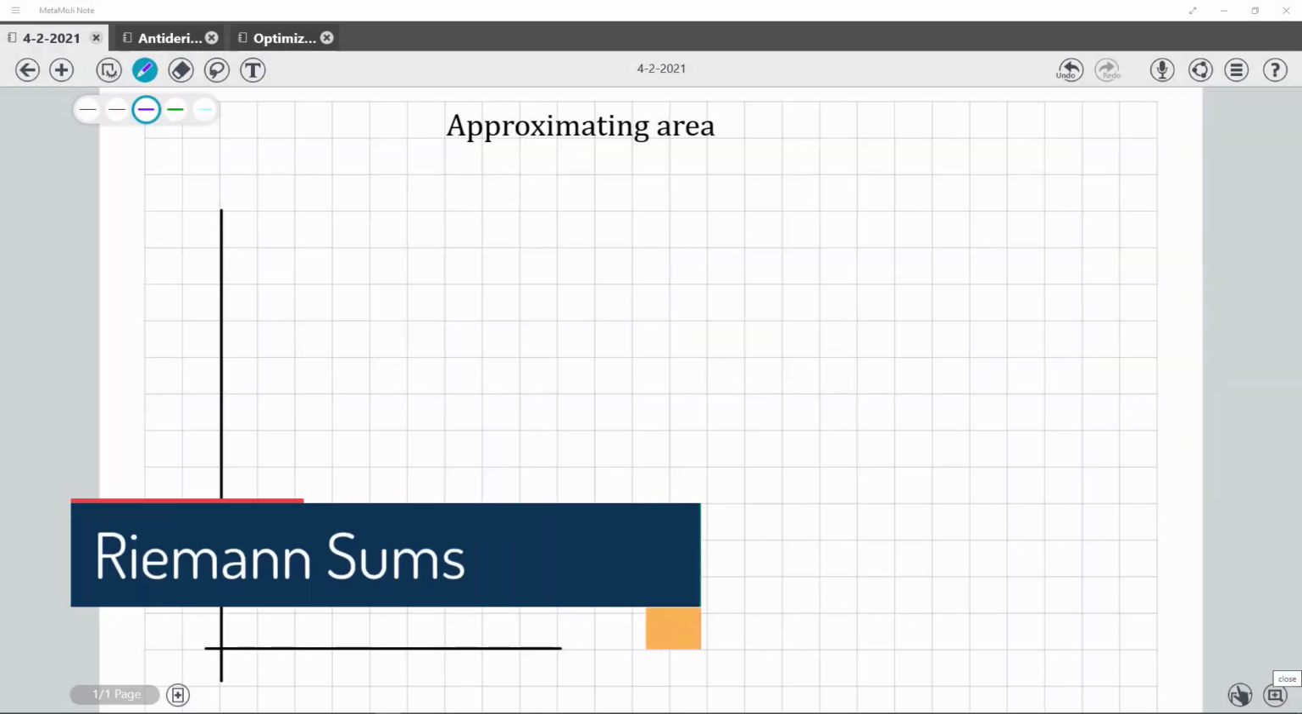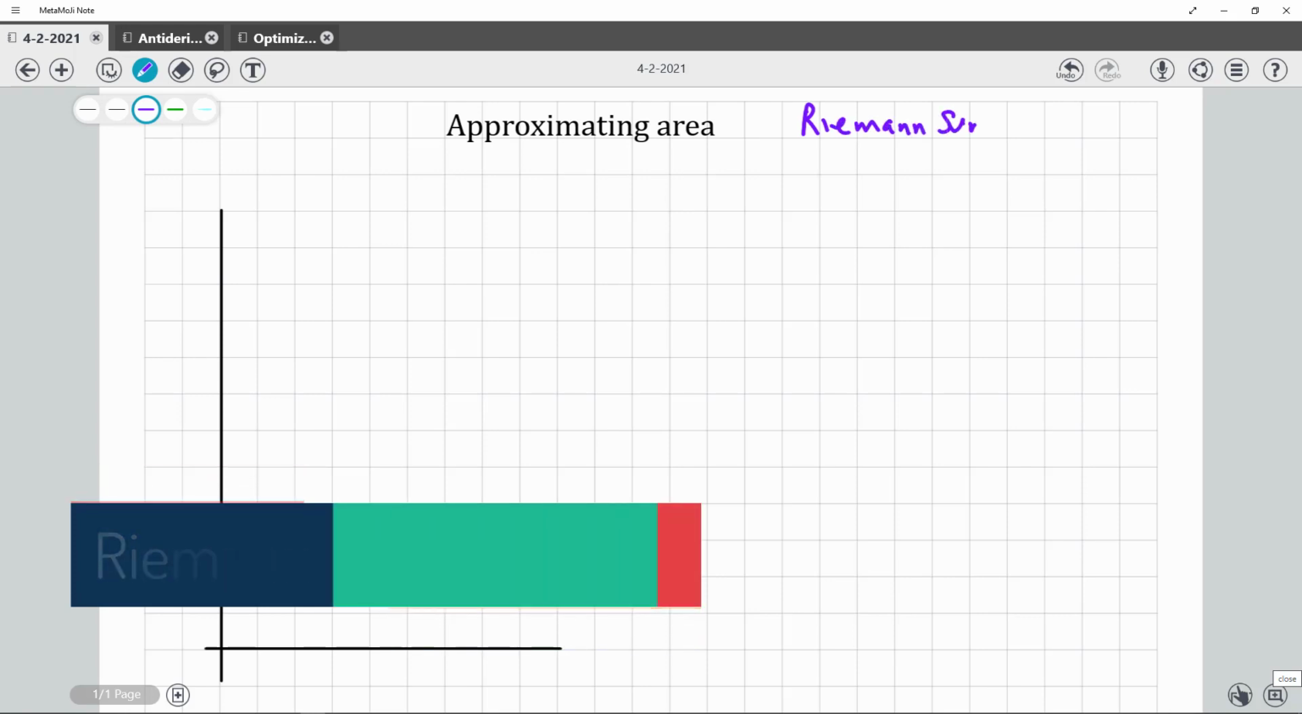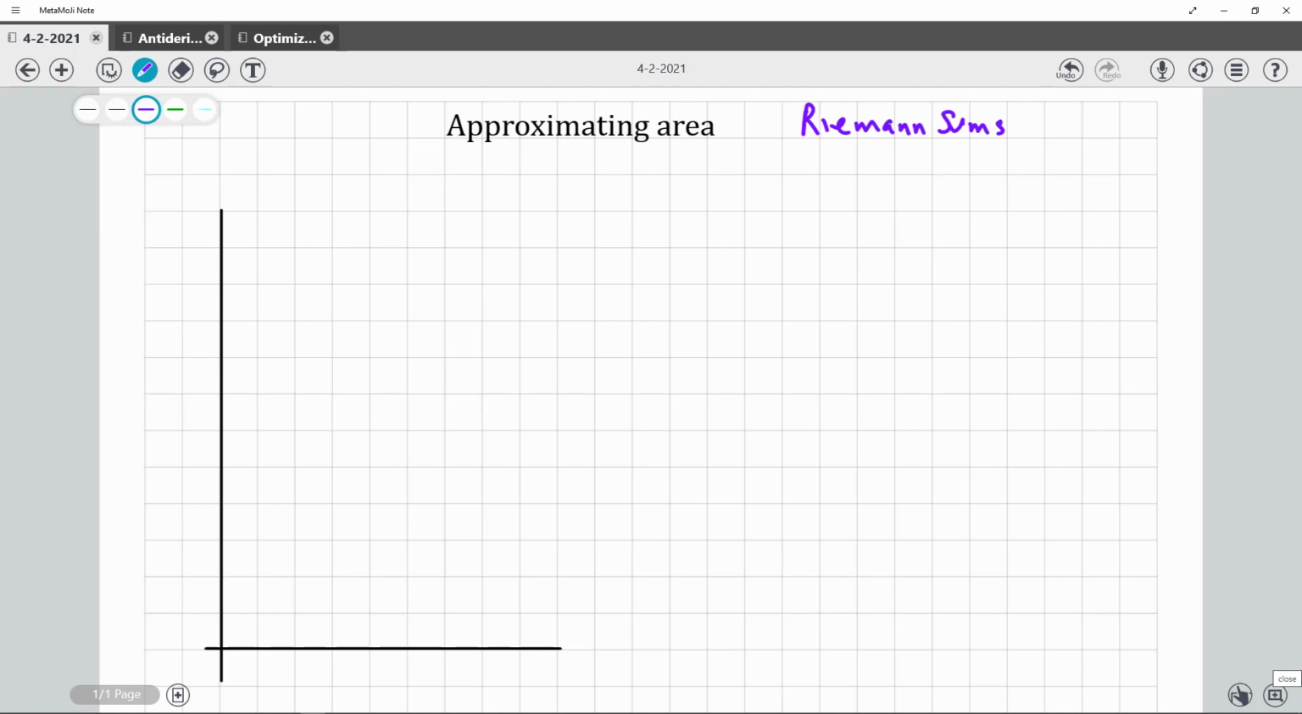All right, let's say we are asked to use Riemann sums to approximate an area. So we're given a rate of y equals 2x plus 1, and we want to approximate this area between x equals 0, x equals 4, and y equals 0, which simply means above the x-axis.